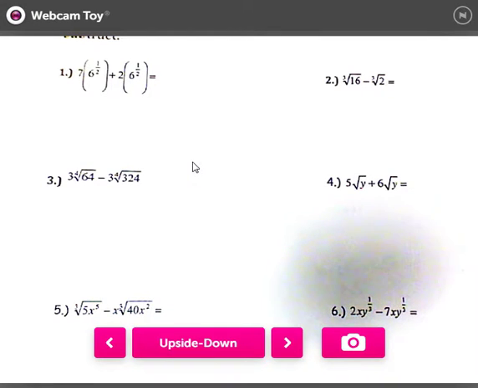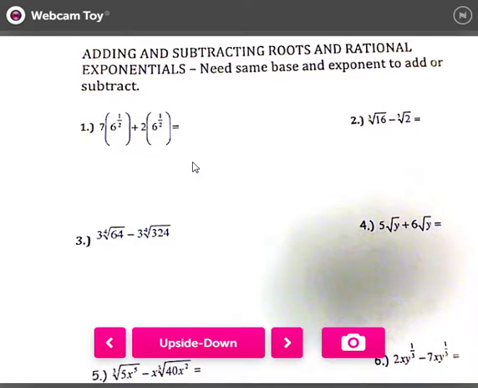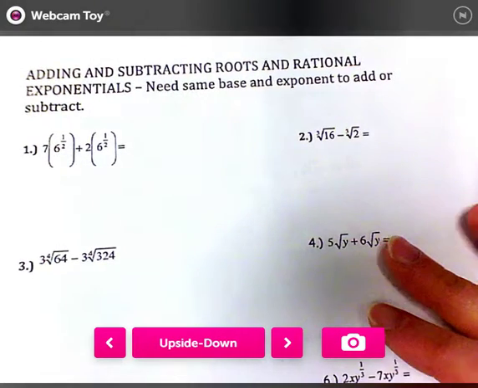So, ladies and gentlemen, we are going over some of these adding and subtracting of roots. The difference for this one from the last page is that instead of just square roots, we're dealing with different roots. So, remember, if the exponent or the root is the same and the inside is the same, you're in pretty good shape.